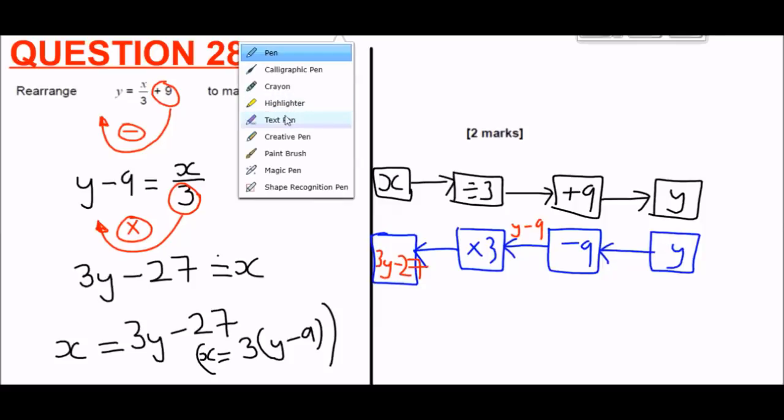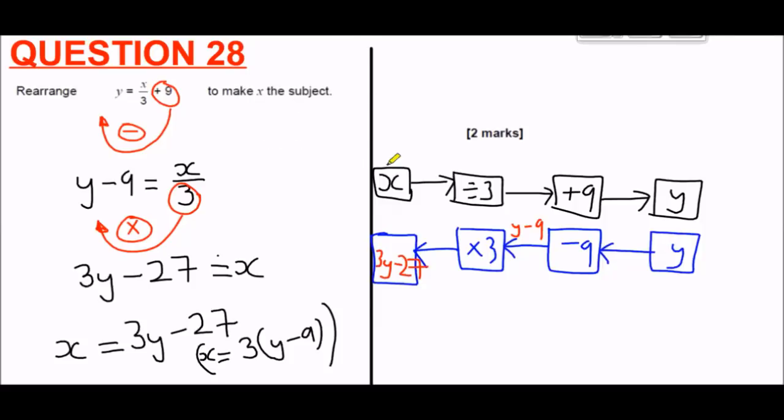So in a different way, we get the same thing. We get that x here equals 3y minus 27. But it needs to be written x first, equals whatever x equals. So x equals 3y minus 27. Or alternatively, we could just say it's 3 brackets y minus 9. So two ways of getting the same result there.